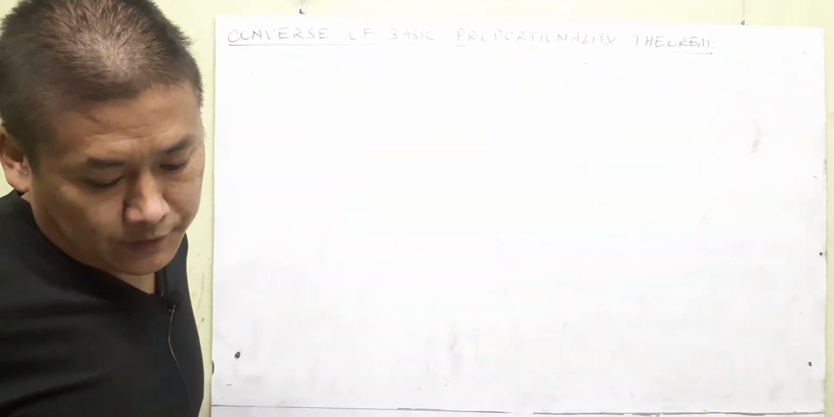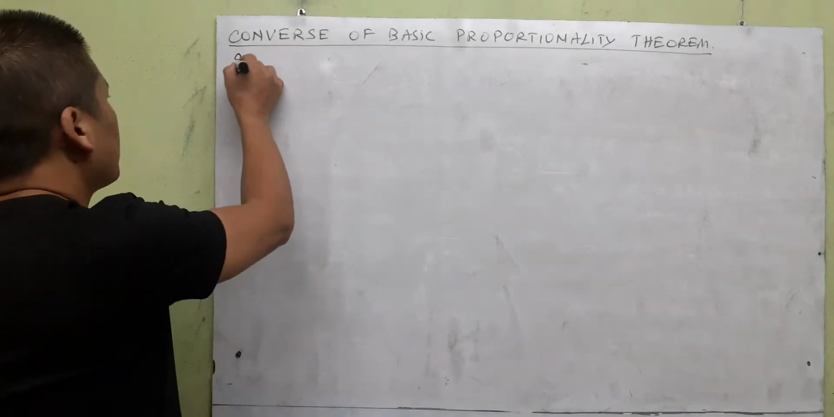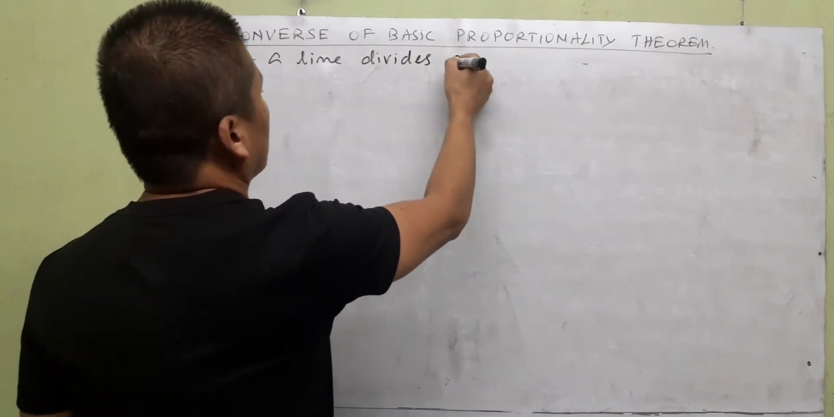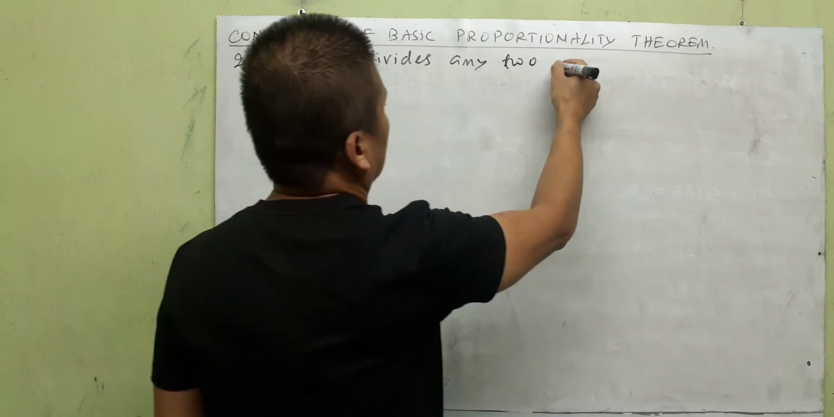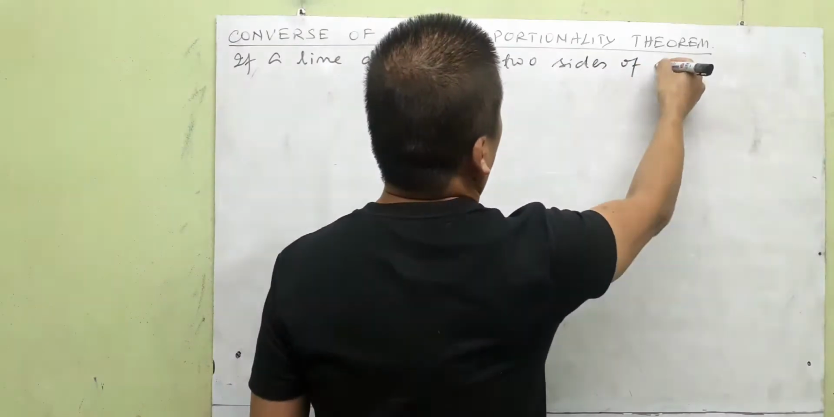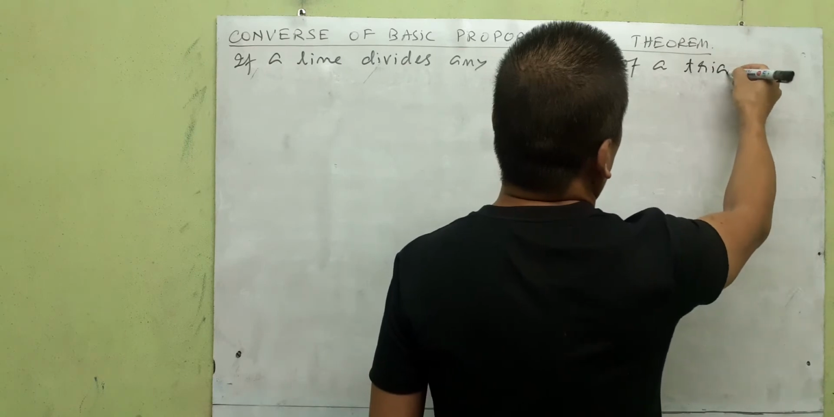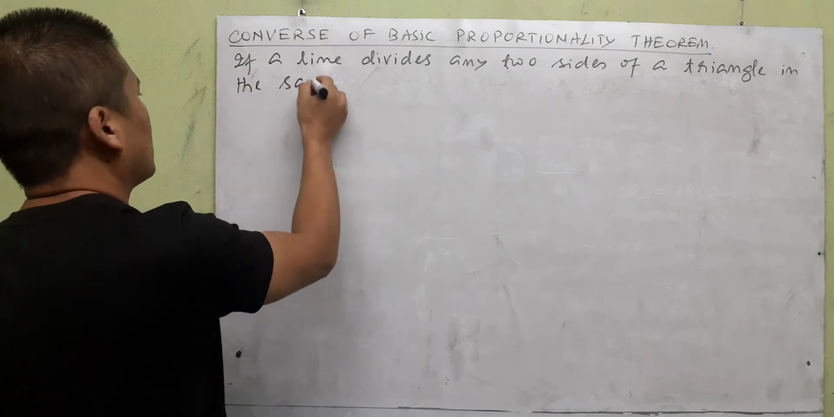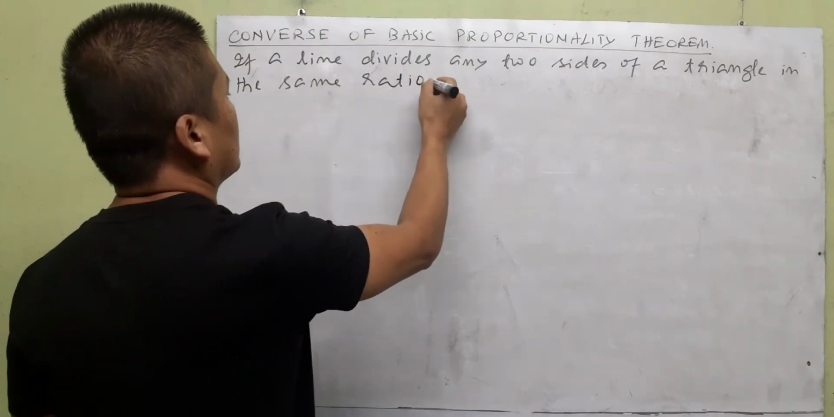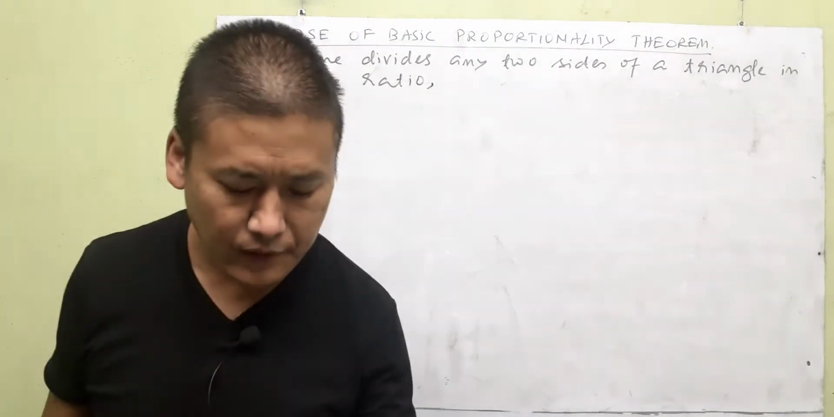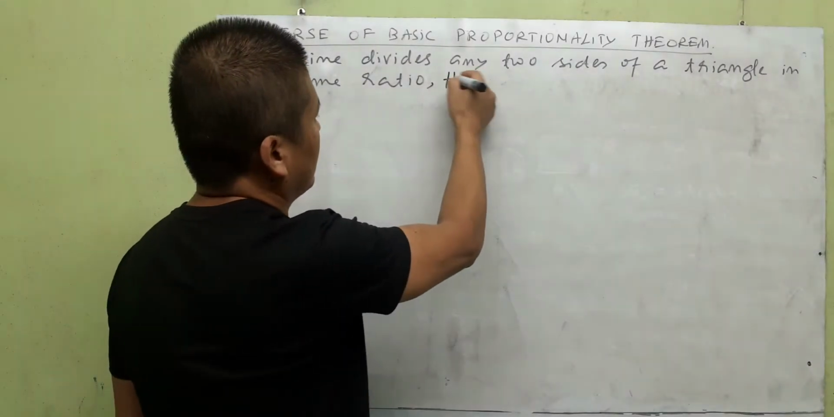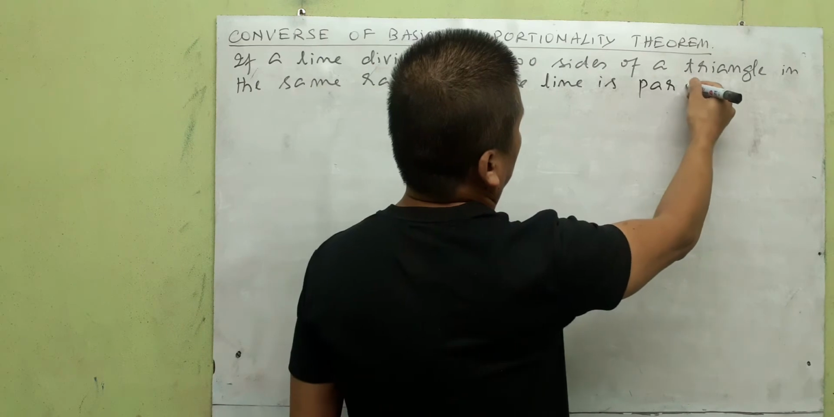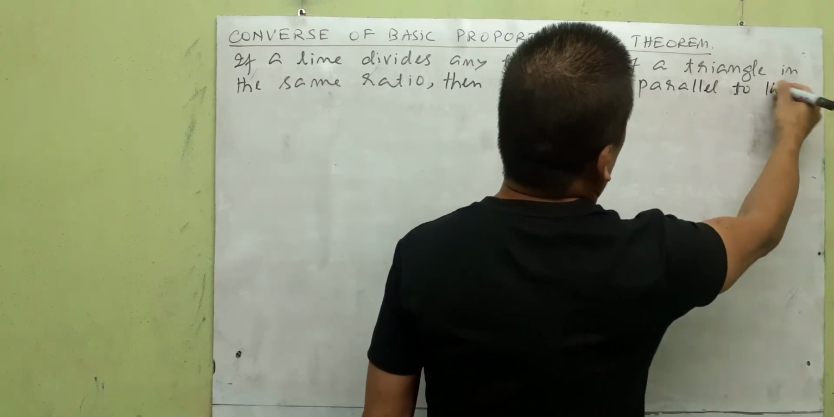If a line divides any two sides of a triangle in the same ratio, then the line is parallel to the third side.